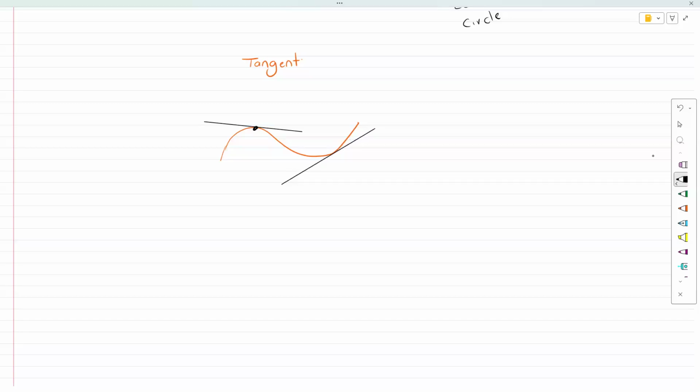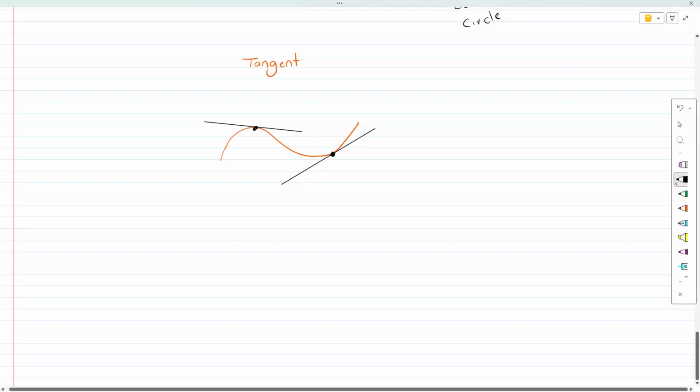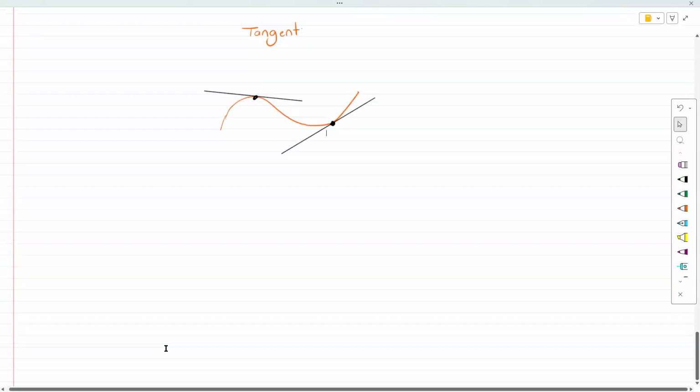If by some chance it touches at 2 points, please understand that's called a secant. But we're not dealing with secants. Today we're dealing with tangents. Now, the equation of a tangent is a straight line. It is level 1, more of grade 8 work.